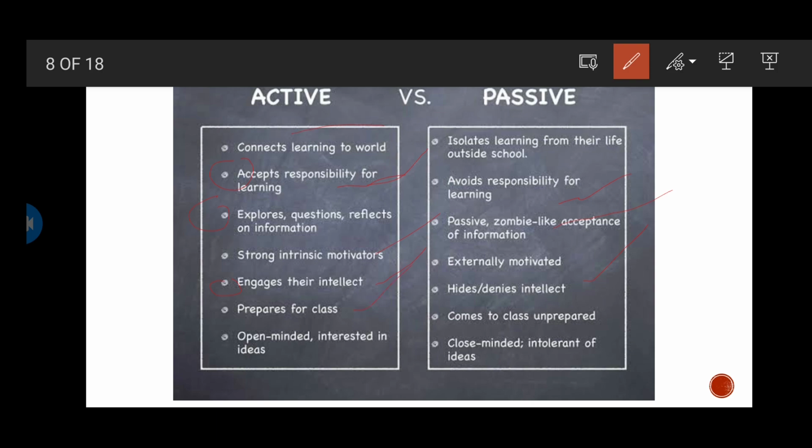Coming to active again, they prepare for class, while passive comes to class unprepared. Active listeners come to the class or a speech well prepared; they even go through the PPT once before coming to class. Whereas passive listeners won't even prepare and don't even listen in class.